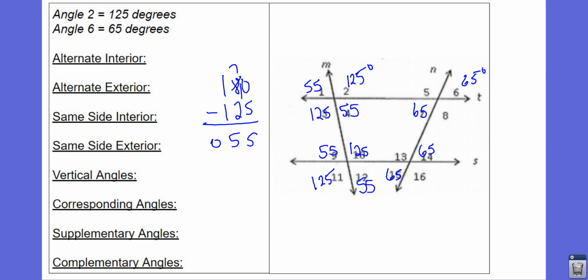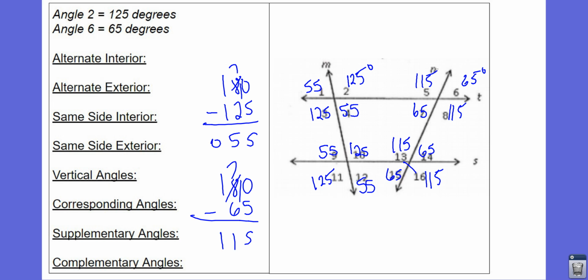And then let's take it away from 180. Find its supplement. 5, 1, 115. All right, so 115 going vertical to 13. Alternate interior and vertical. And we got the whole thing done, man. Nice. All right, now for the test review.